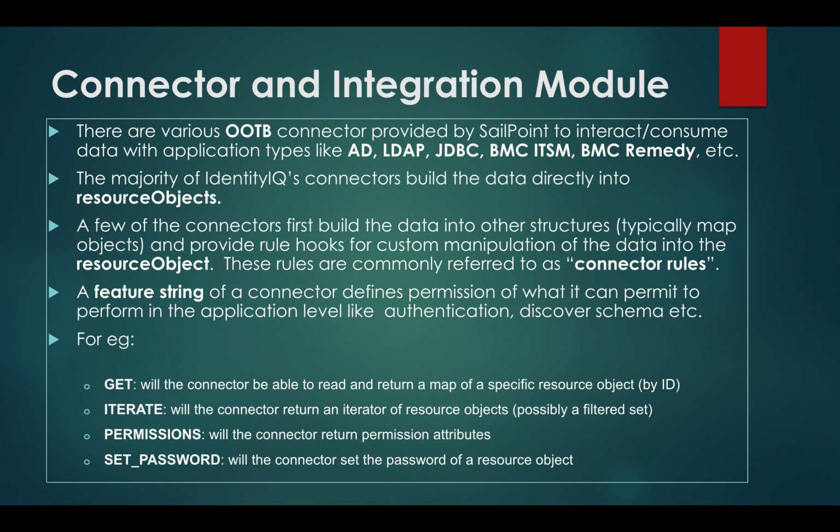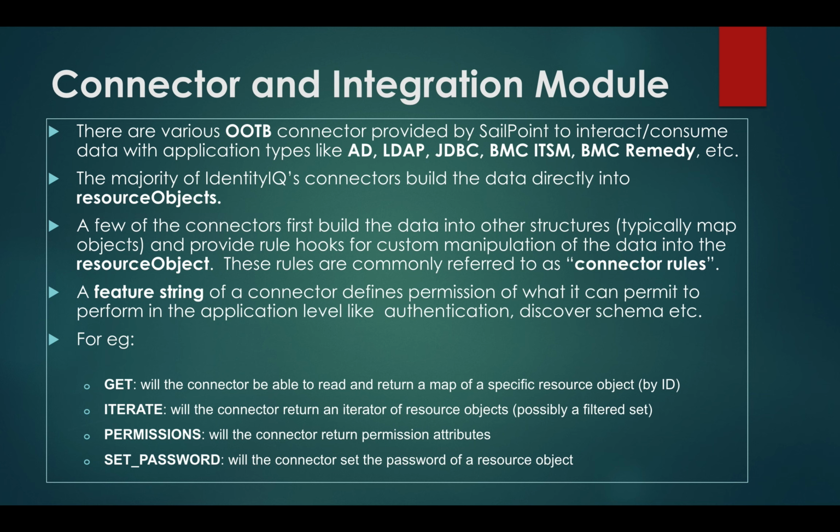A few of the connectors first build the data into other structures, typically a map object, and it provides rule hooks for the custom manipulation of data into the resource object, and these rules are commonly referred to as connector rules. During the time of aggregation, there are various kinds of rules that get executed, such as connector rules, aggregation rules, before provisioning and after provisioning rules. These rules will be thoroughly described in the coming classes.